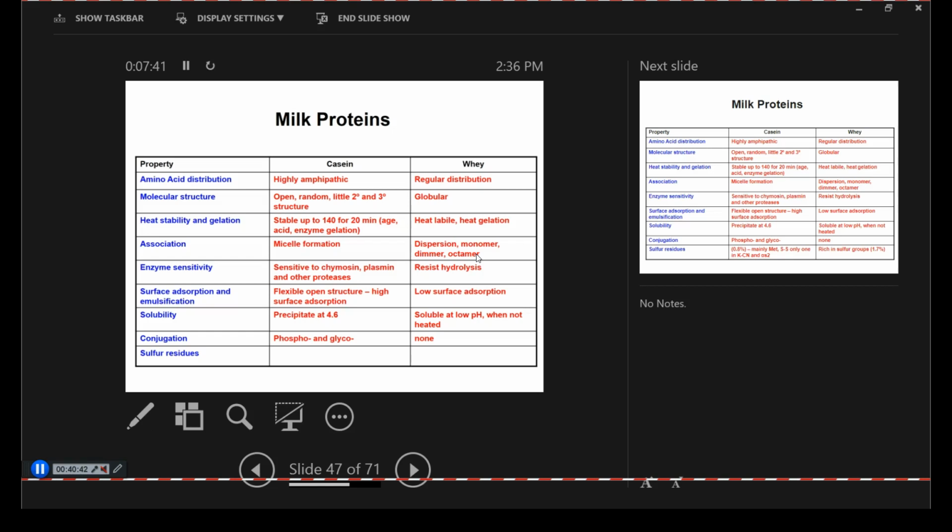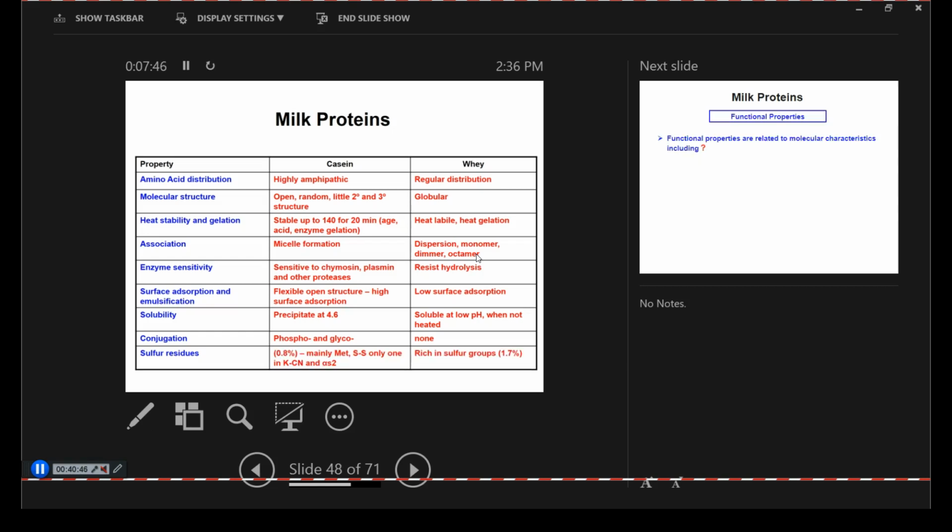What's the difference in sulfur residues? Whey is higher. So in casein, you have a very low concentration. You have maybe one SS linkage in kappa casein and one in alpha S2, whereas in whey we have high sulfur groups.